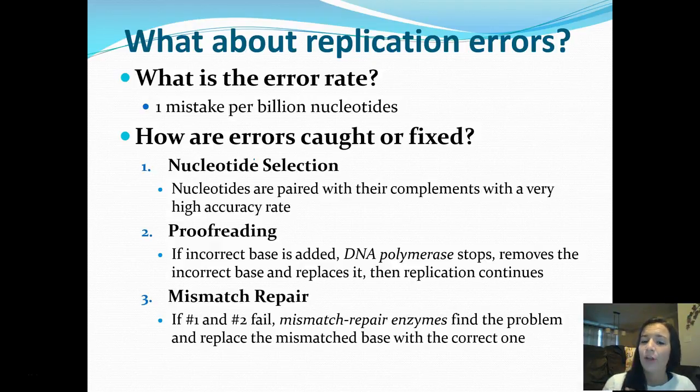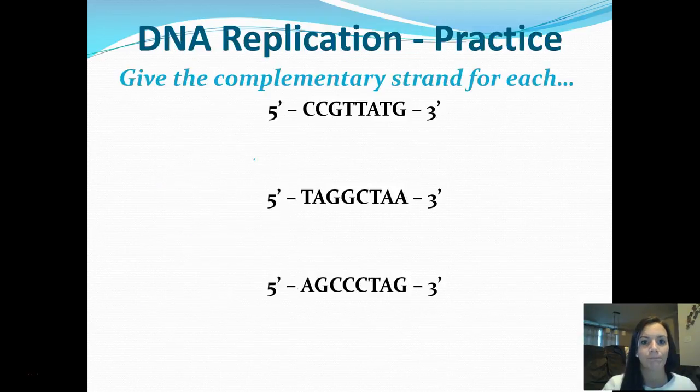Second, though, there is proofreading. If an incorrect base is added, DNA polymerase is going to stop, remove it, and then replace it and keep going. Finally, mismatch repair. If number 1 and number 2 fail and you do truly have an error, mismatch repair enzymes are going to go find the problem and they will replace the mismatched base with the correct one.